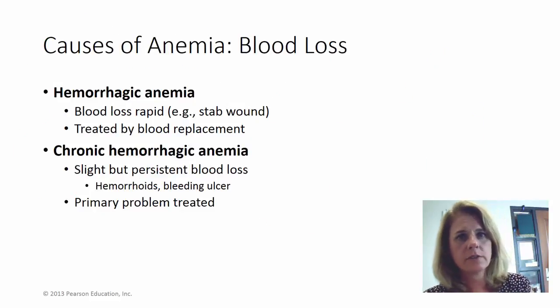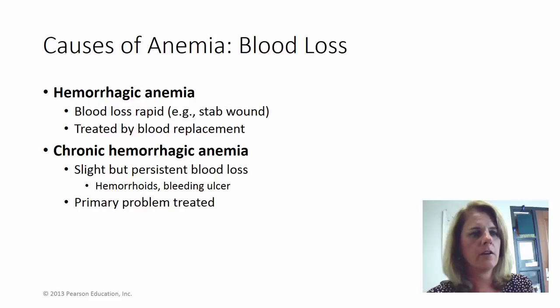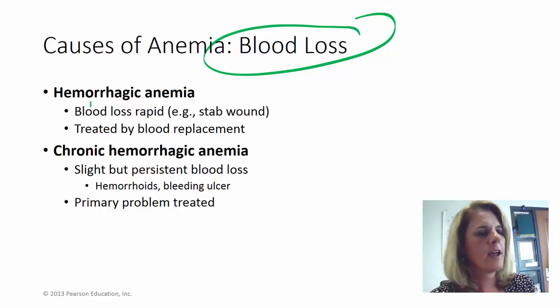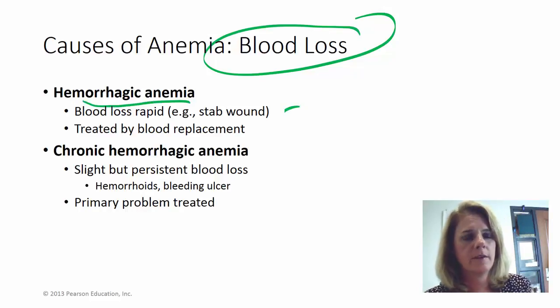So what are some causes of anemia? Well, one obvious cause is blood loss. I mean, if you're bleeding out, you're losing red blood cells, you'll become anemic. And so there's different ways to define that. Hemorrhagic anemia. This is going to be acute. That's when you get stabbed. So rapid blood loss. Think of traumatic injury. You've been stabbed by an axe or something, I don't know. So you have a large loss of blood.